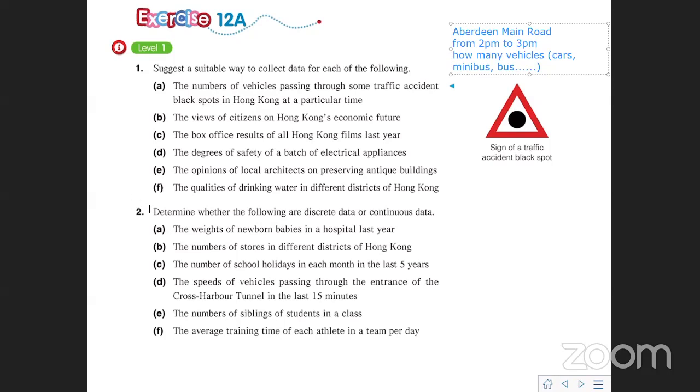And for question 2, I really suggest you do question 2, because many students at the beginning may have difficulty in identifying whether the data is discrete or continuous. Therefore, you better try question 2 and then check your answer. Check your understanding.